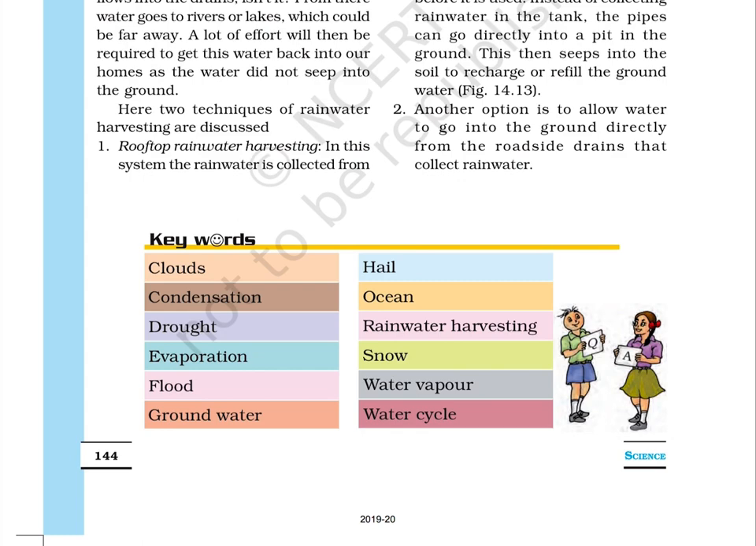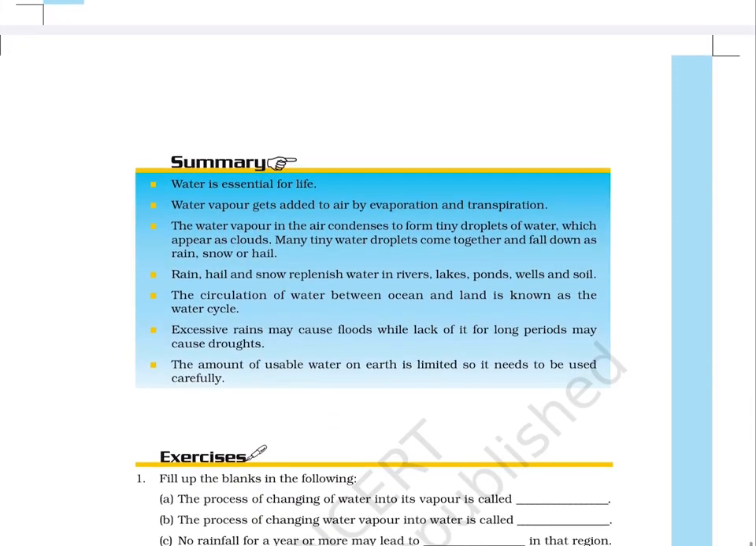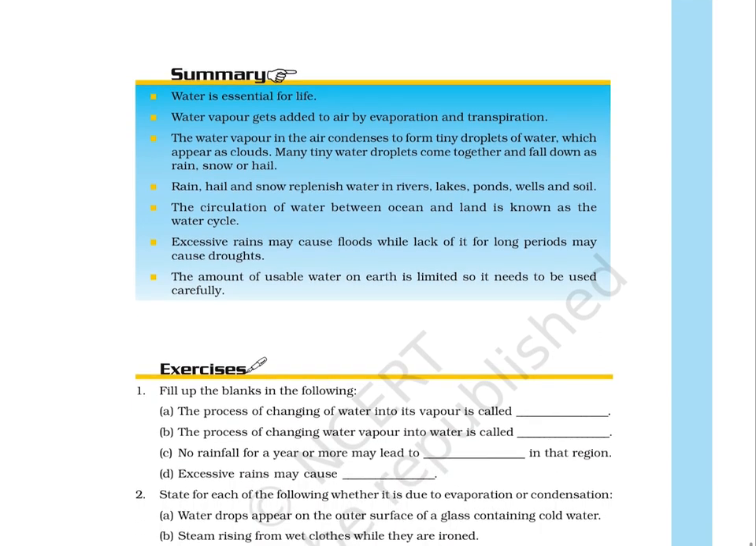Page 145. Summary. Water is essential for life. Water vapor gets added to air by evaporation and transpiration. The water vapor in the air condenses to form tiny droplets of water which appear as clouds. Many tiny water droplets come together and fall down as rain, snow or hail. Rain, hail and snow replenish water in rivers, lakes, ponds, wells and soil.